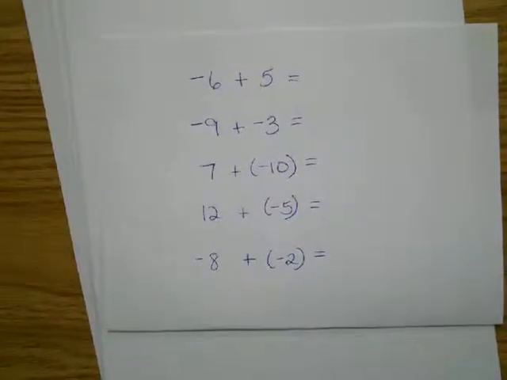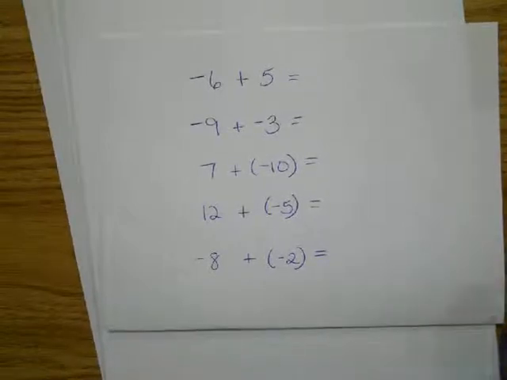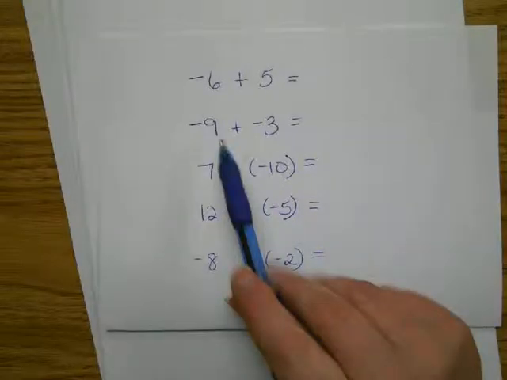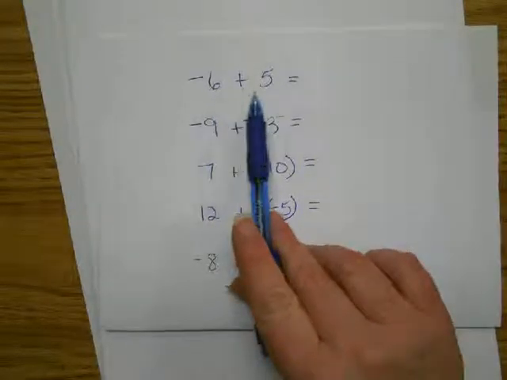Today we're going to talk about adding integers, not using models this time, although you can always go back to using those, but with the rules, the easy ways to do what we need to in order to add them. So let's take a look at this first problem. I have negative 6 plus 5.